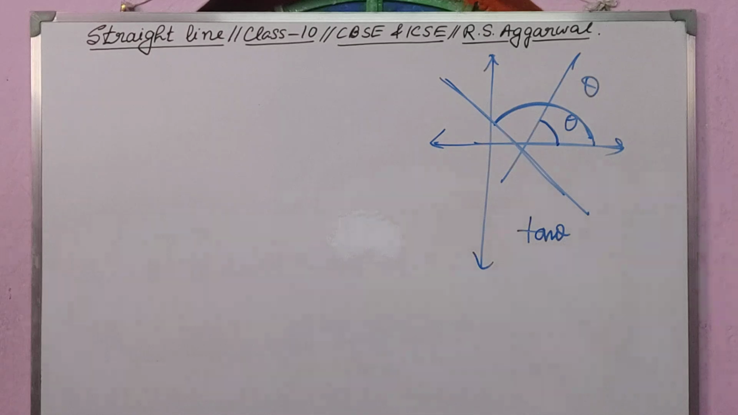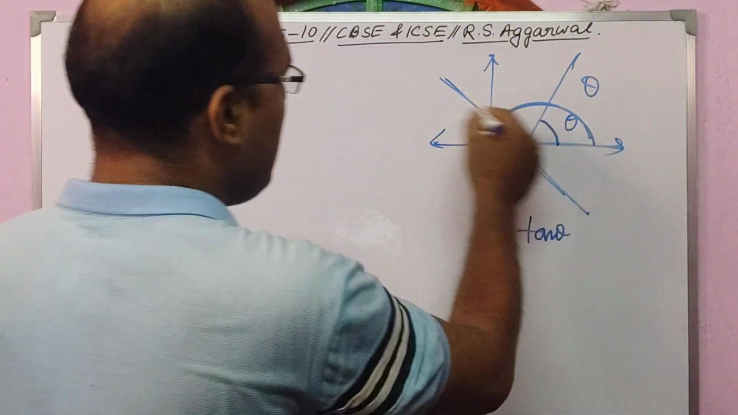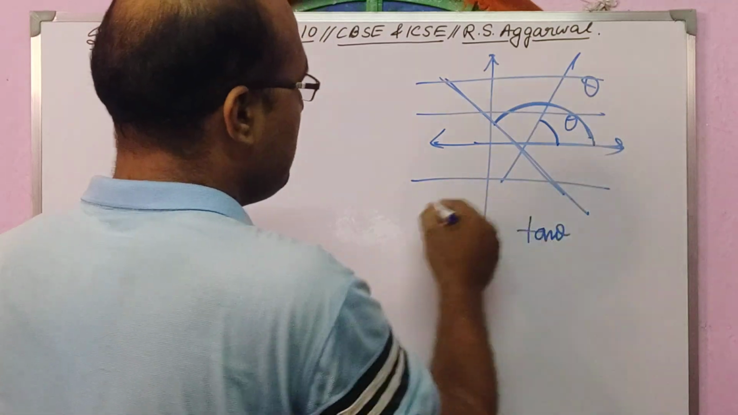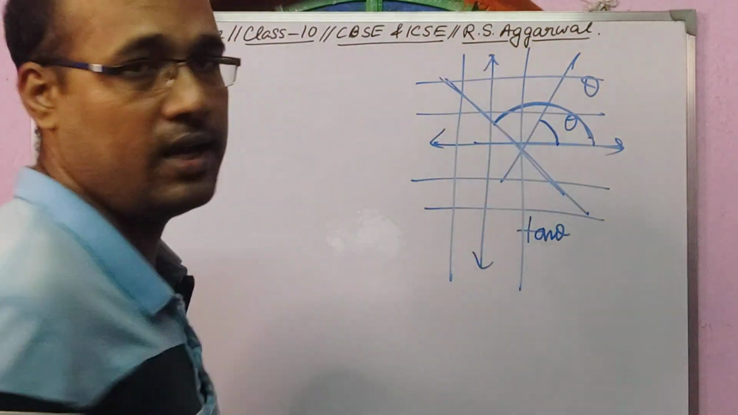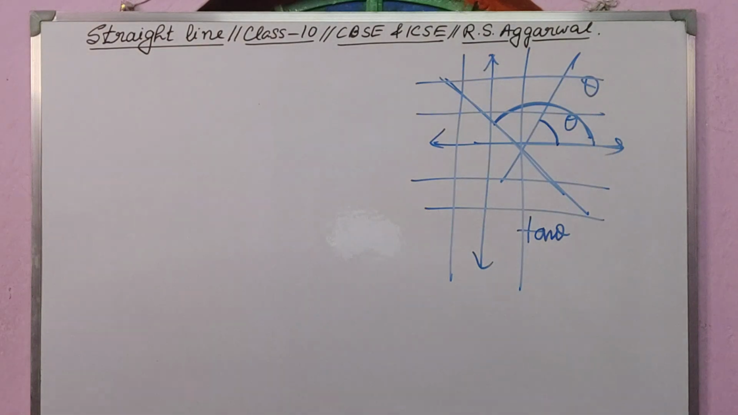Okay. What is a horizontal line? Any line parallel to the x-axis is a horizontal line, and any line parallel to the y-axis is a vertical line. Okay, parallel to the x-axis, that is a horizontal line, and parallel to the y-axis, that is a vertical line.